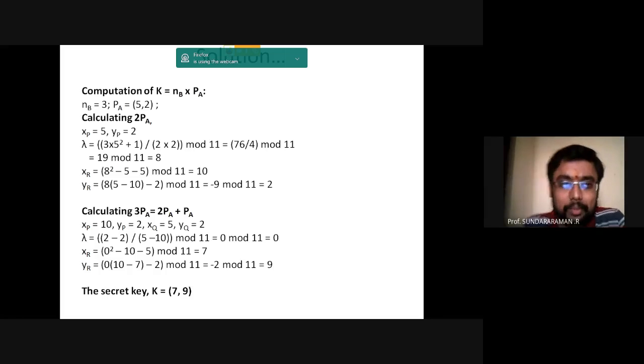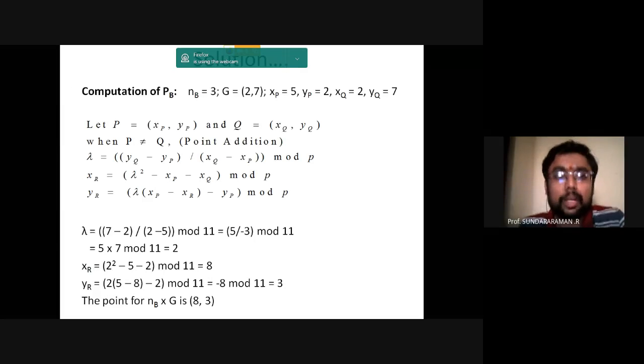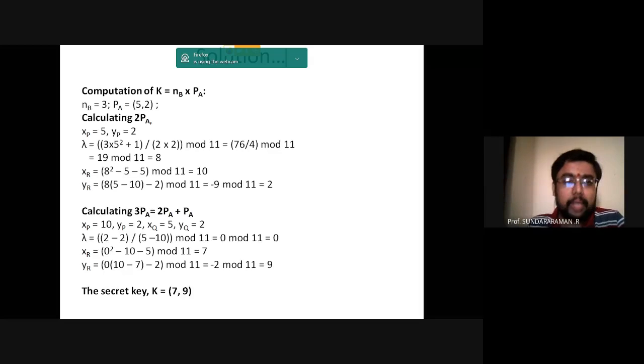Now this is user B side. So K equal to NB into PA. This is happening at the user B side. So now look at the NB value. NB value is 3, as per the problem, and PA value is 5, 2. We got PA equal to 5, 2, which was sent to user B. Now user B has access to PA. So it is 3 into 5, 2.